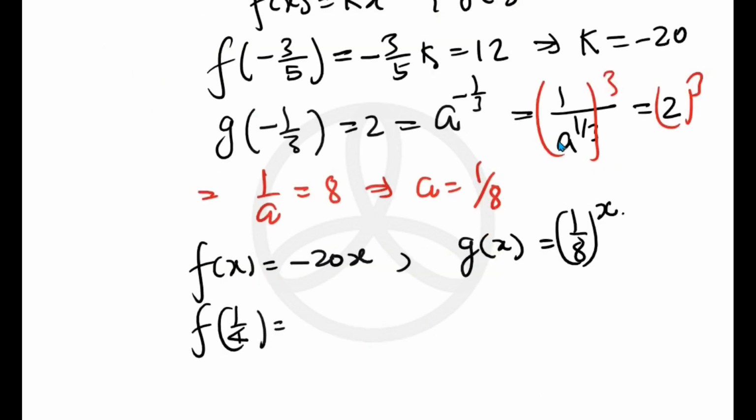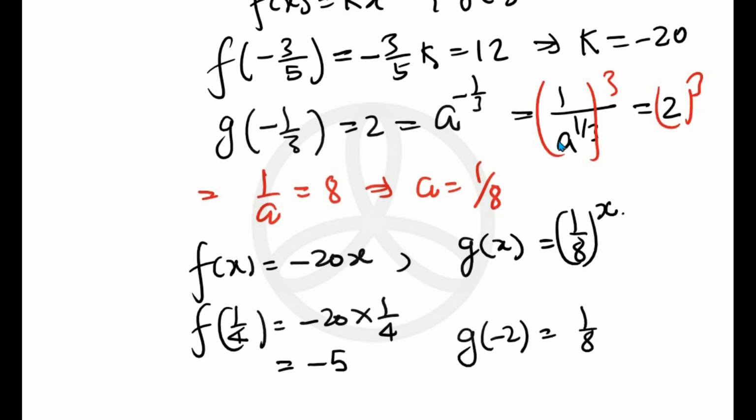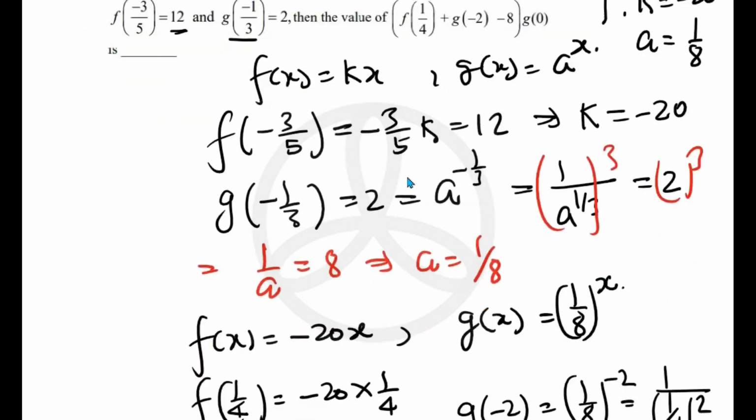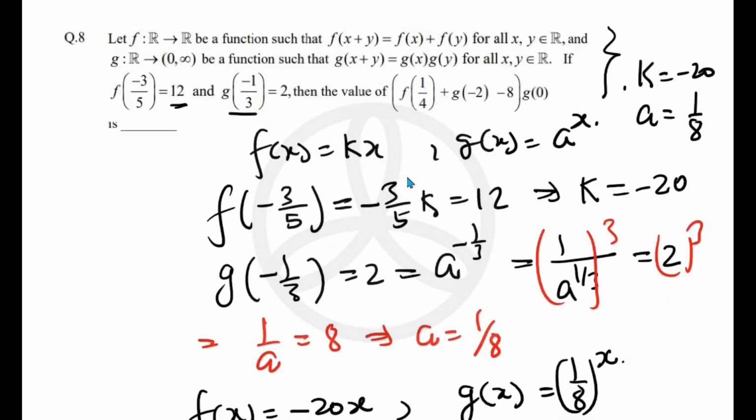1 oblique 4 will be simply minus 20 multiplied by 1 oblique 4. This will give us minus 5, and this is minus 2, it is saying. So we can write g minus 2 is equal to 1 oblique 8 square, and this is 64. So we can find this one, and g0 will be what? We have to find g0 as well.